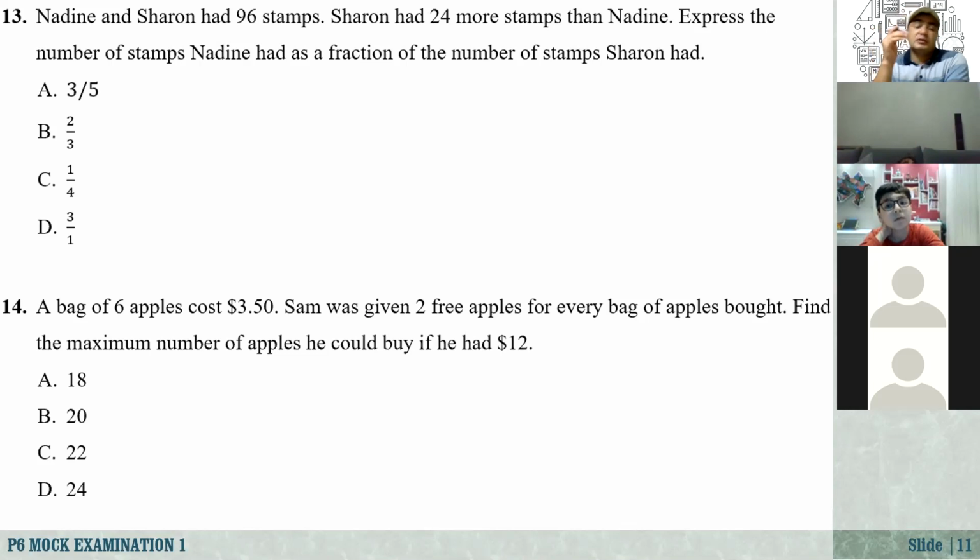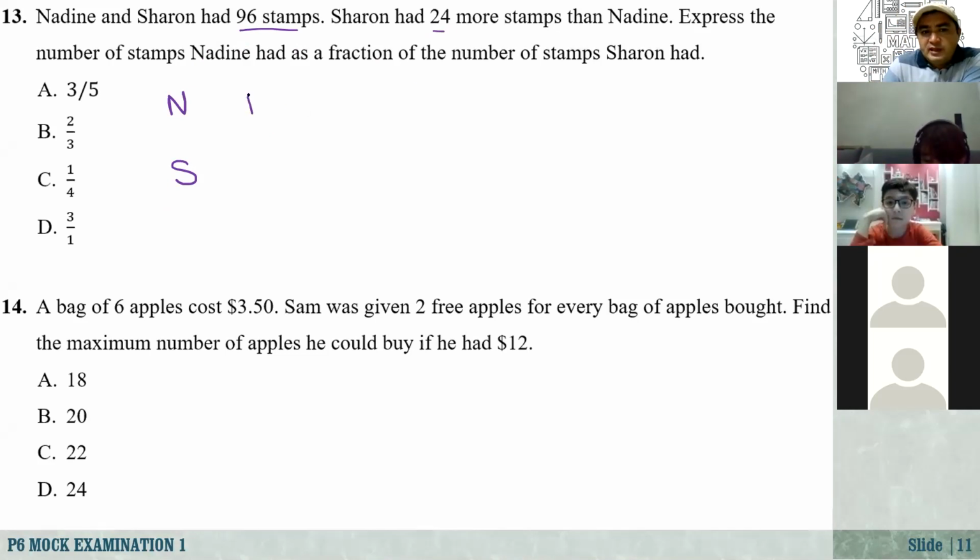Okay, very good. So we are talking about two people. Writing Nadine and Sharon is long, so that's why we are going to use algebra here. Let's say for Nadine I will use N, and for Sharon I use S, okay? It says that together they have 96 stamps. And Sharon had 24 more stamps than Nadine.